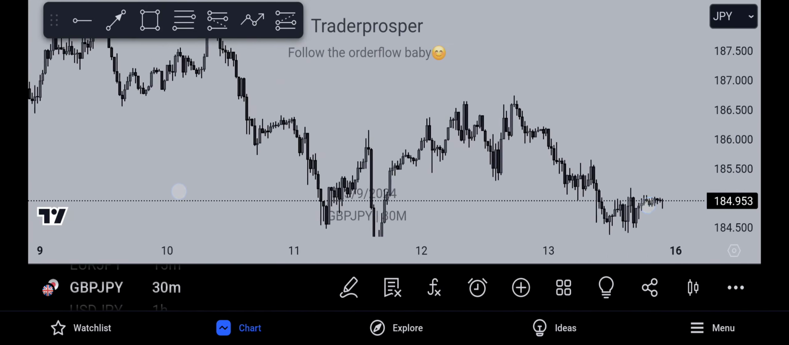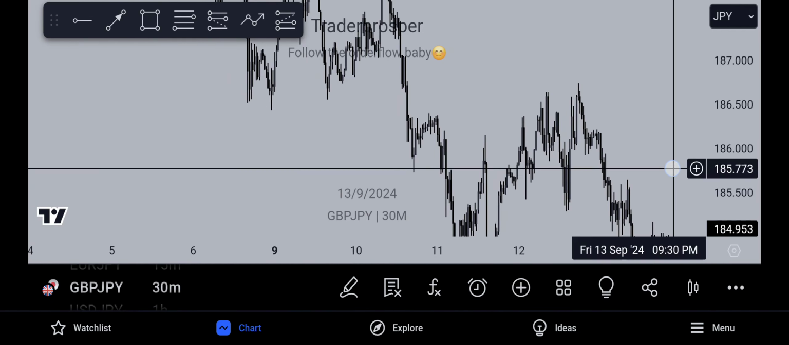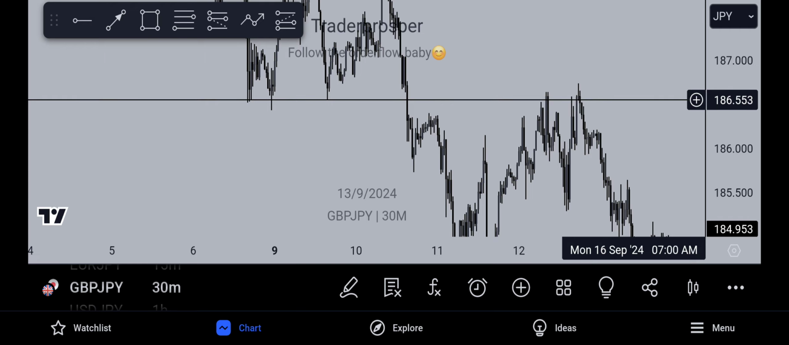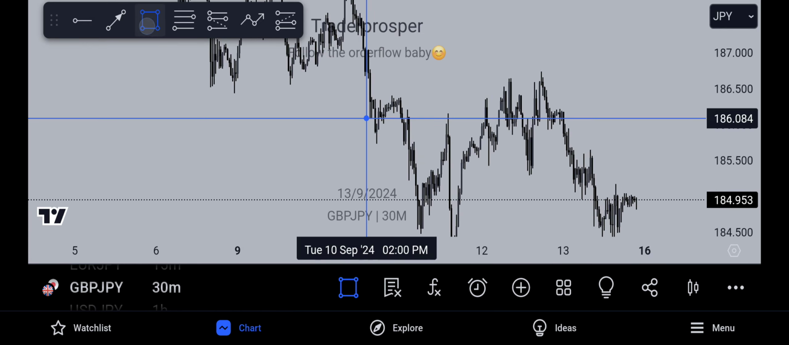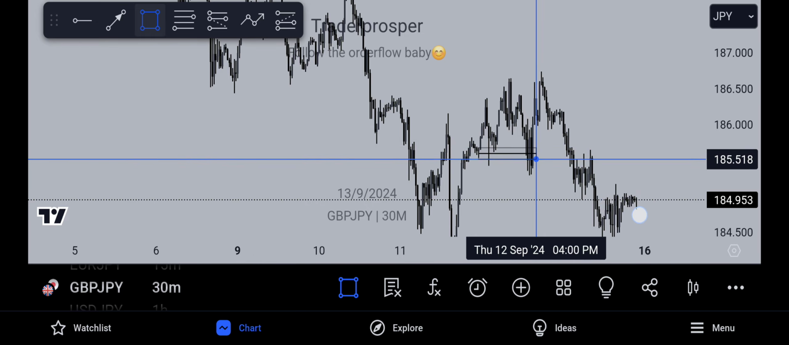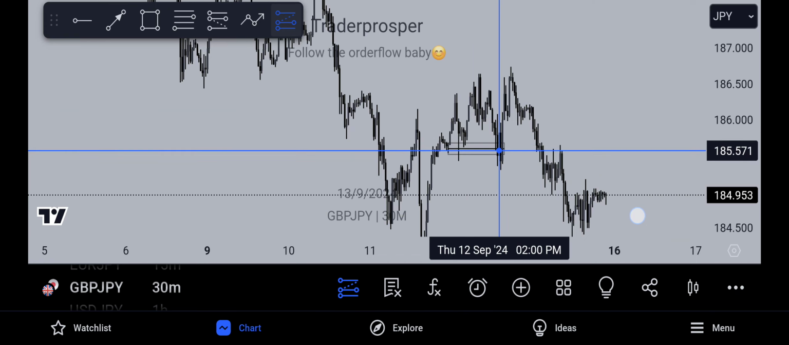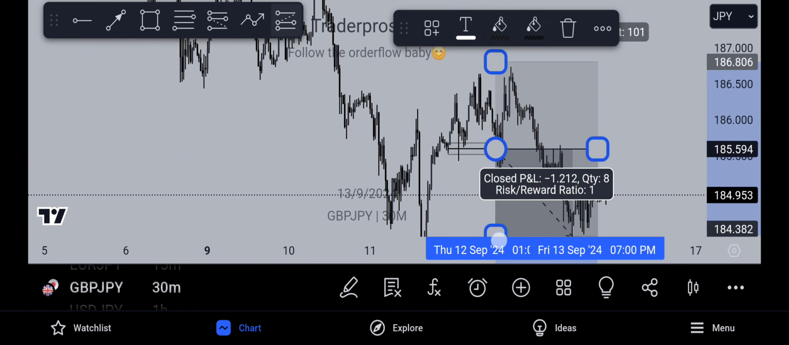Same thing here. The guys were reacting from this breaker block, and that was the trade. I was expecting buys here again, and the two of them took me out. I think this one was the 50% I took or something.